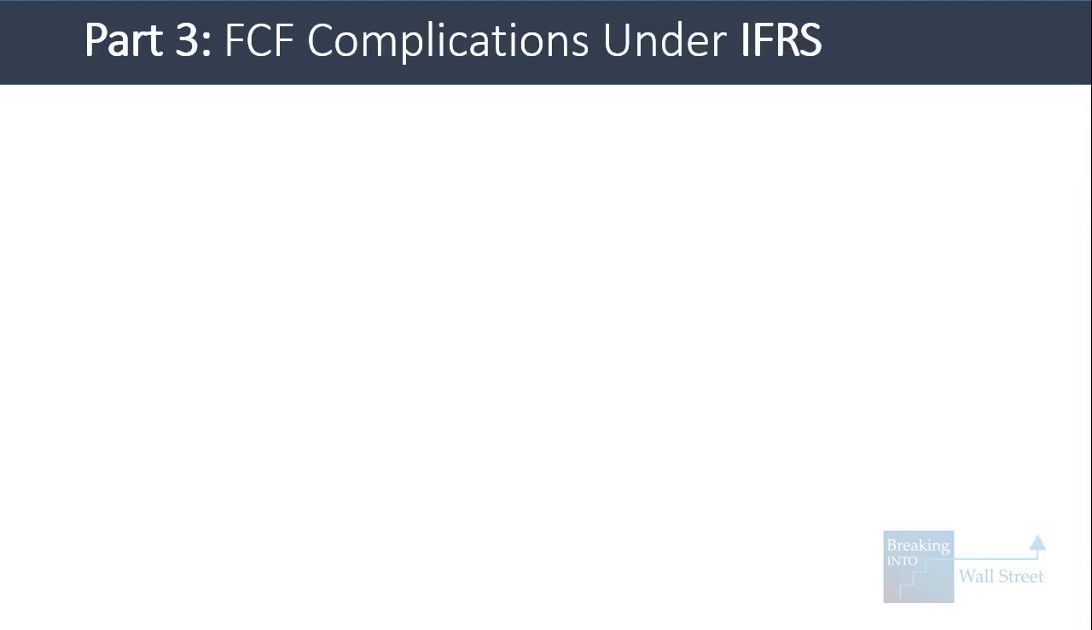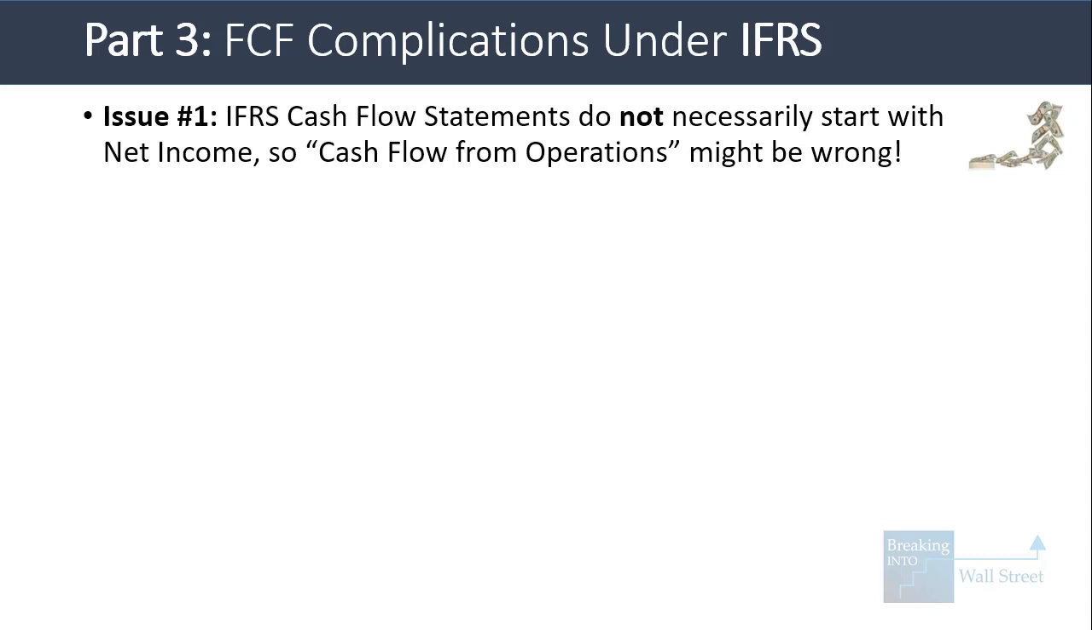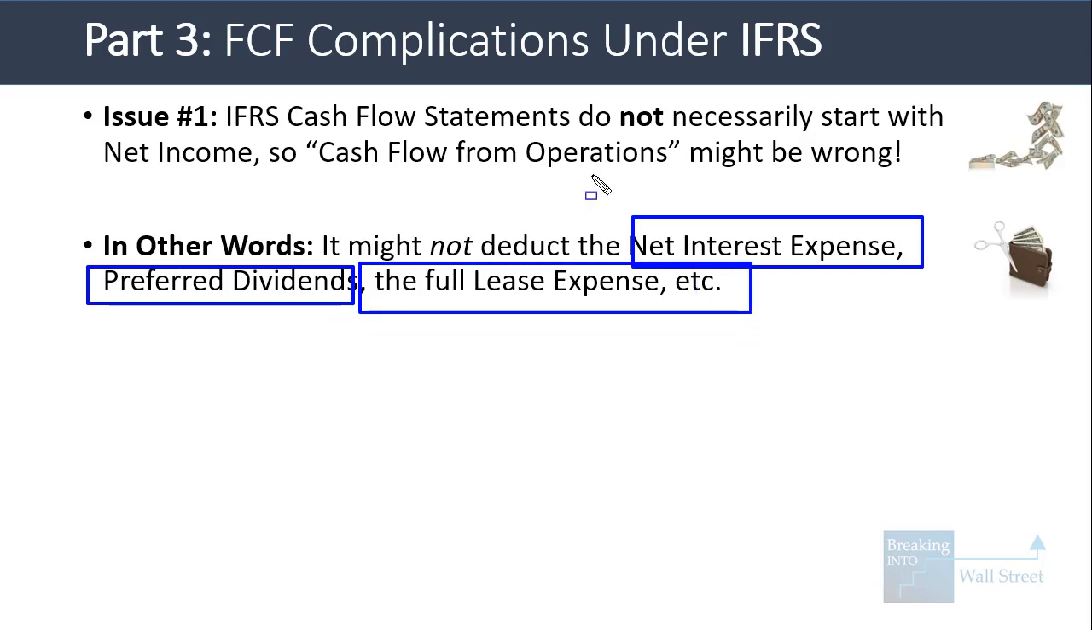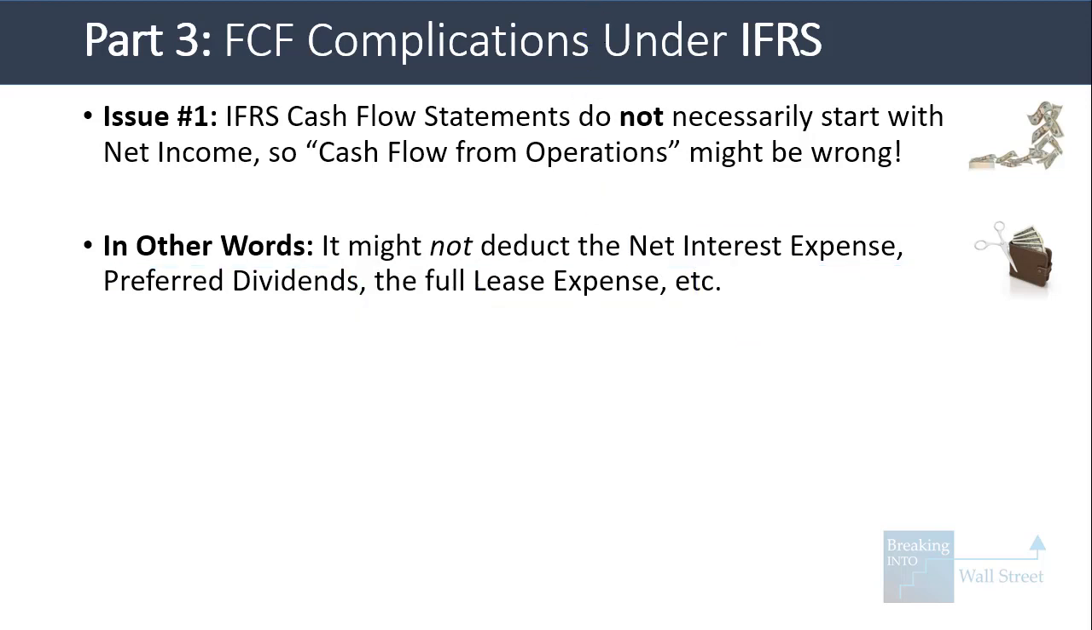Let's now turn our attention to some complications around free cash flow under IFRS for non-US based companies. Now, we have a whole lesson on the differences between US GAAP and IFRS, so you can refer to that for more on these, but in short, the first problem here is that many companies using IFRS have cash flow statements that do not start with net income. So cash flow from operations might not be the correct number. Specifically, the problem is that if cash flow from operations starts with something like pre-tax income, or with operating income, then it might not deduct the net interest expense, it might not deduct preferred dividends, it might not deduct the full lease expense of the company, and so you have to be really careful for issues like that.